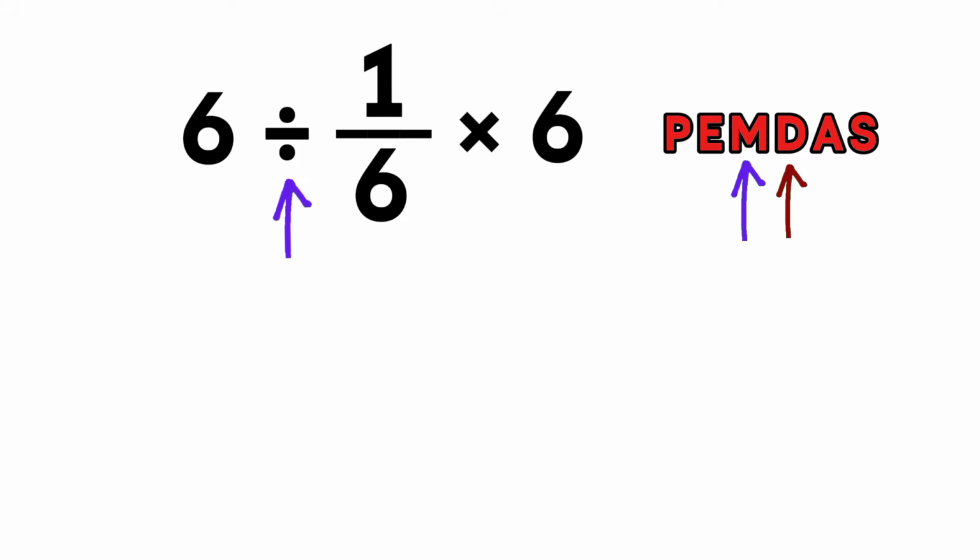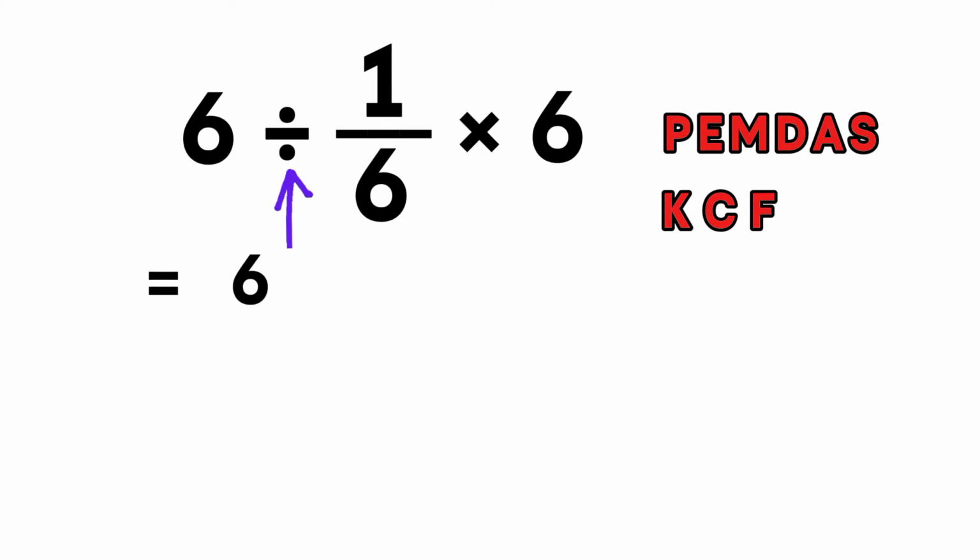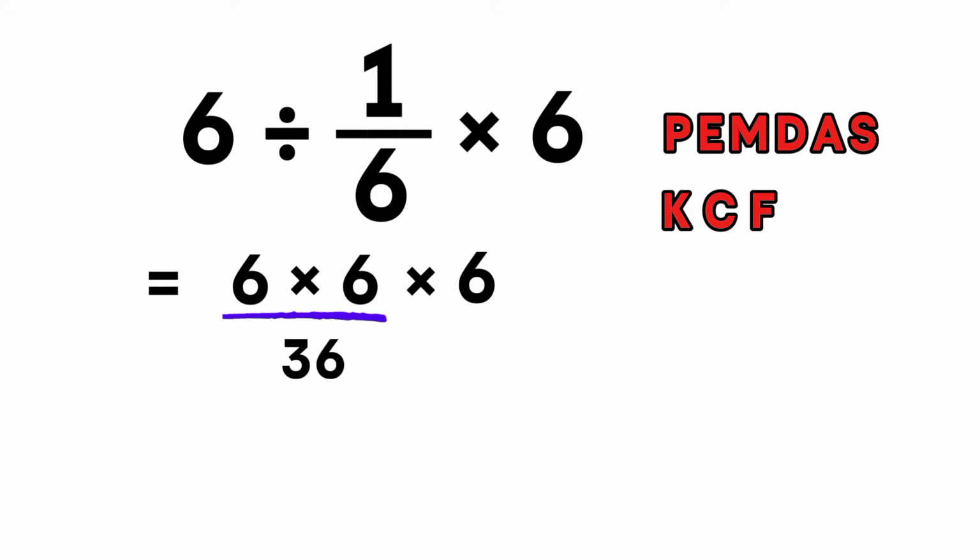To divide by a fraction, we use the KCF rule: keep, change, flip. So we keep the 6 as it is. Change the division sign to multiplication, and flip 1 over 6 into 6 over 1. Ooh, now it's getting interesting. Now multiply. 6 times 6 gives 36. Nice. Now we're on track.